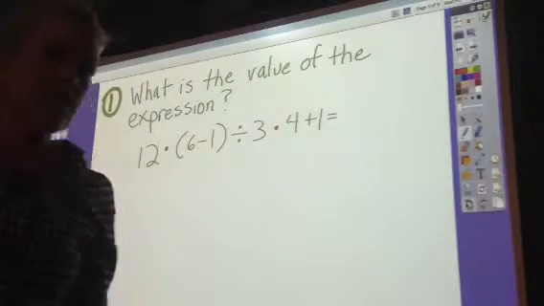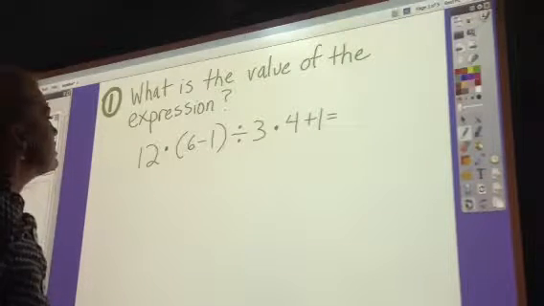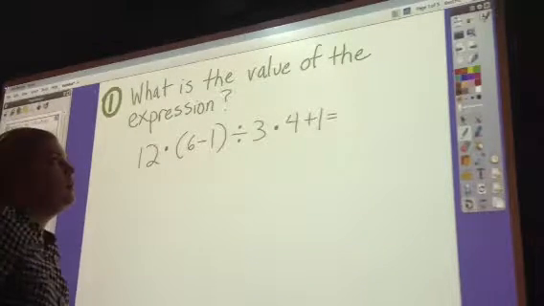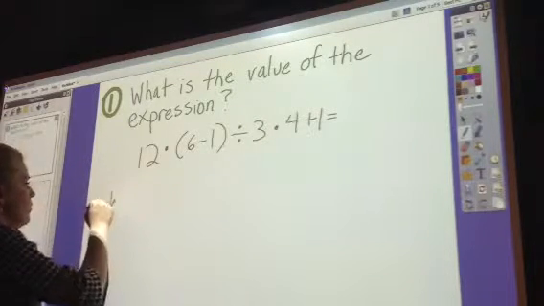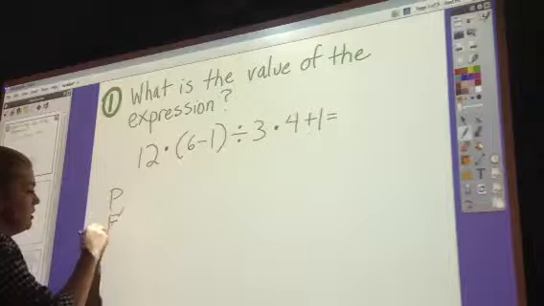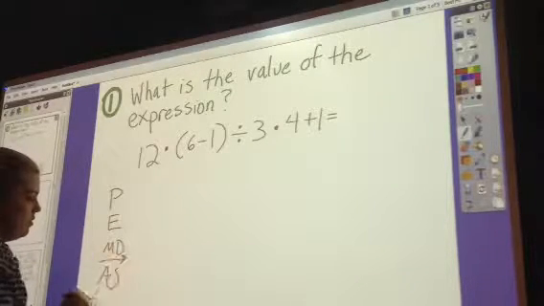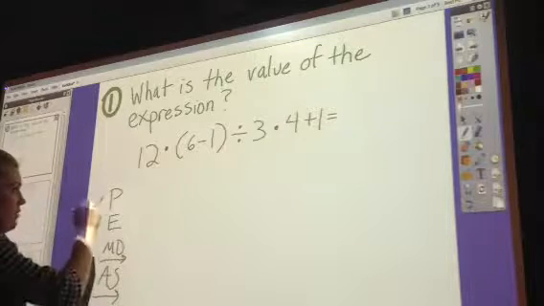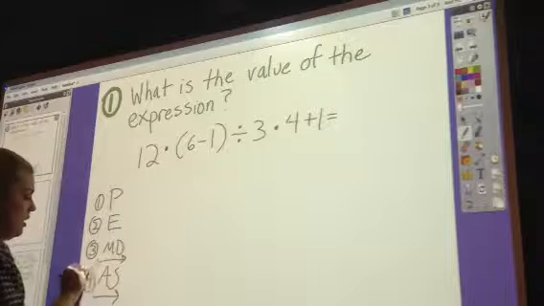Review expressions and equations. What is the value of the following expression? I've got many different operations going on. Where do I start? Well, the helpful PEMDAS, written this way, will tell you what to do first, second, third, and last.